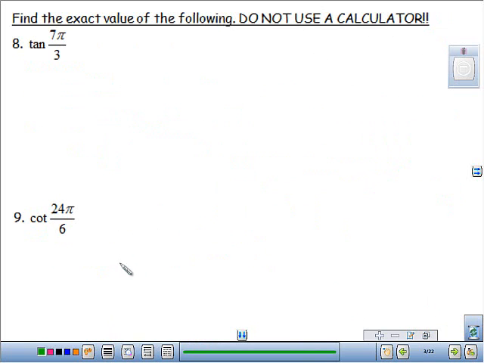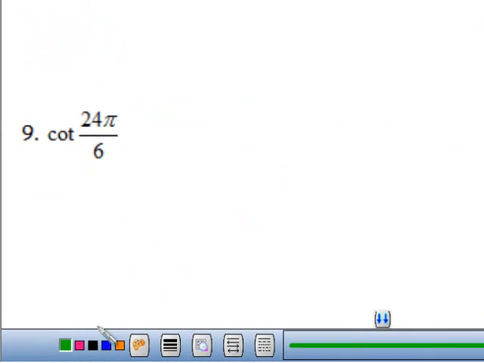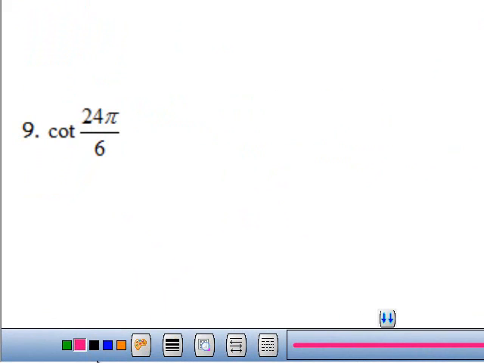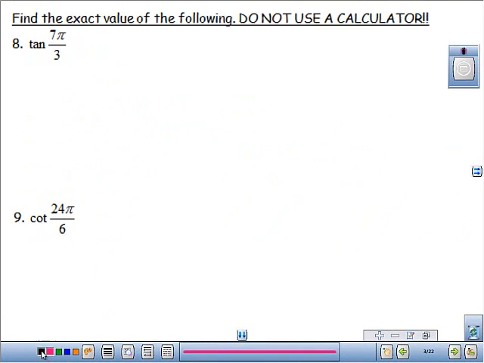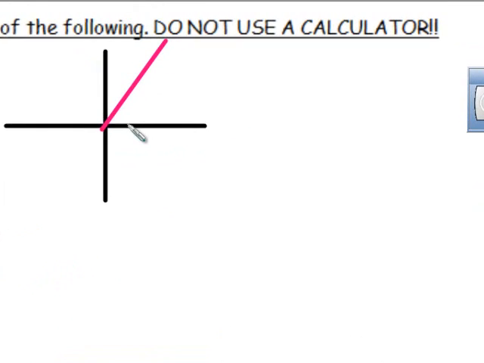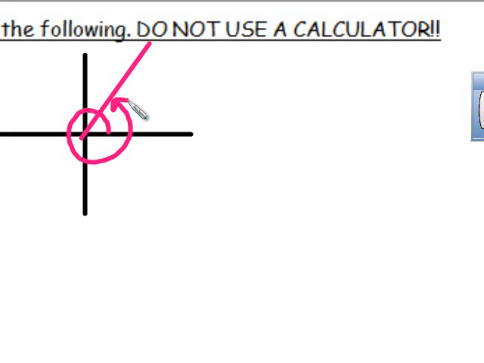In number 8, they ask for the exact value of the following. A lot of y'all have been confused by that wording. It just means find this trig function, so in number 8, tangent, at this angle. What is that tangent value? So the first thing I'm going to do is draw my angle. So this is in radians, 7 pi thirds. Thirds would be 1, 2, 3, 4, 5, 6, 7 thirds. And draw your arrow to show we went a full circle and then back to it.